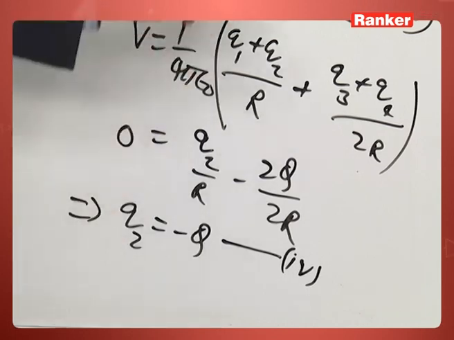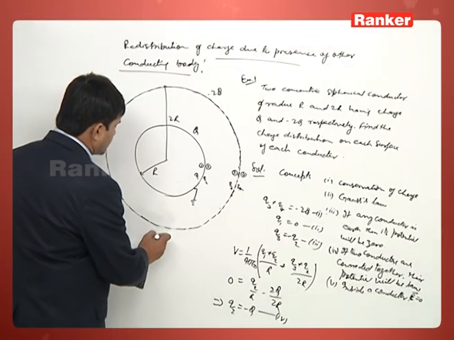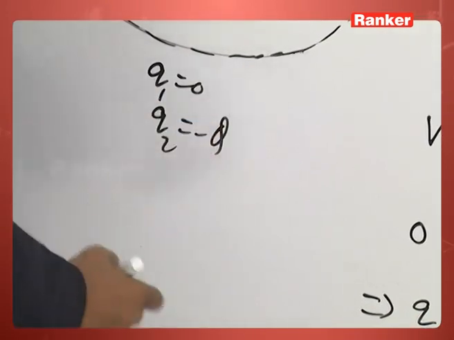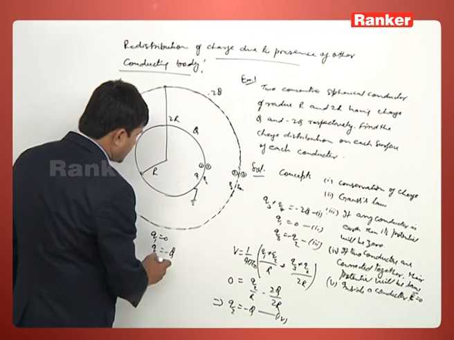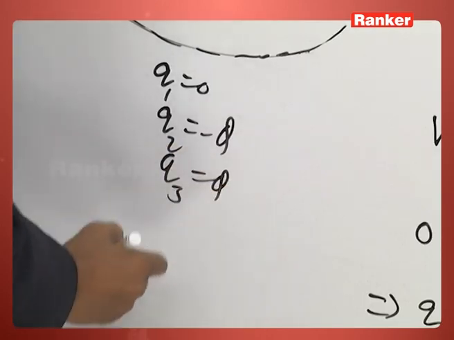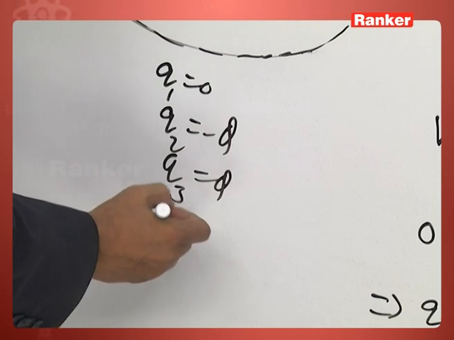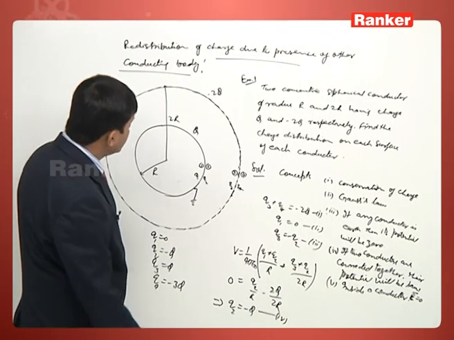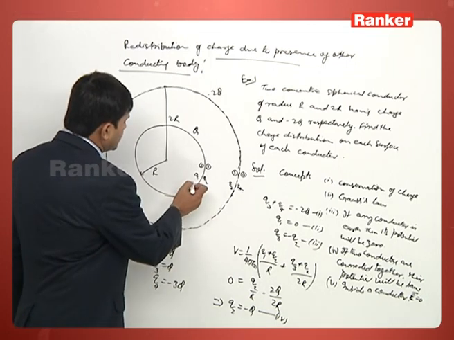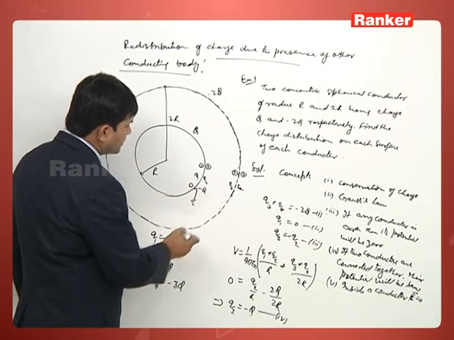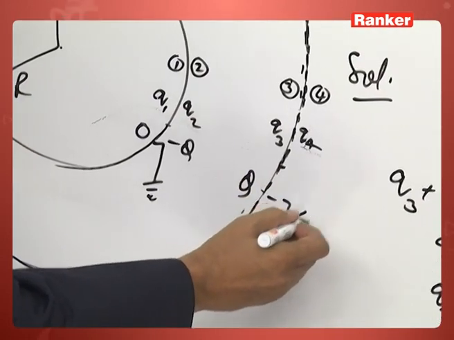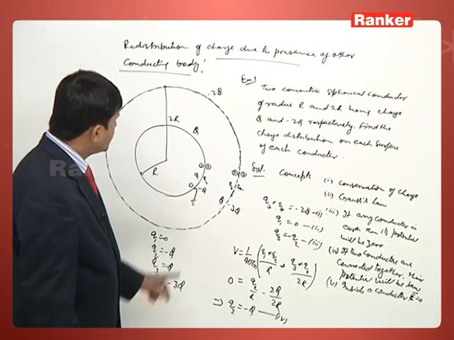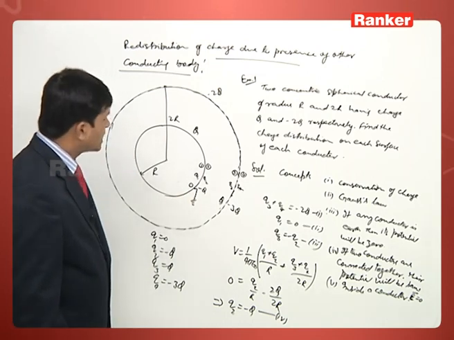So see the conclusion. Result: Q1 is 0, Q2 is minus Q, then Q3 will be Q. If Q3 is Q, then Q4 is equal to minus 3Q. The final charge distribution is this: 0, minus Q, plus Q, minus 3Q. This is the charge distribution in the third case, in which we have earthed the inner shell.